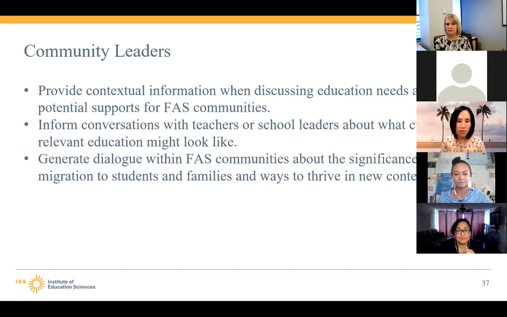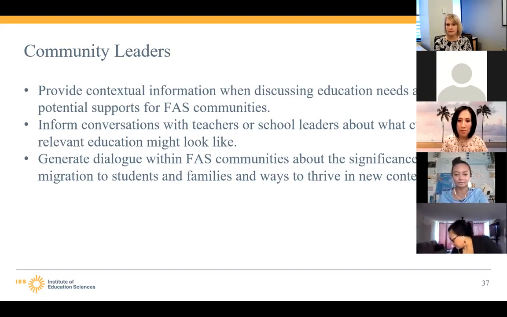Of course, we hope that the information informs conversations with teachers and school leaders about what culturally relevant education looks like. This is so important to us as we have these conversations and created these to discuss what does a culturally relevant education look like and how does it support students? And then, of course, again, to generate dialogue between community members, between school members, for the significance of what migration might mean to students or families, for the different contexts and for application and those kind of things.